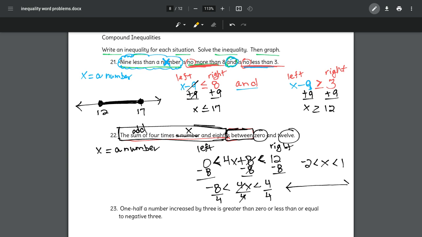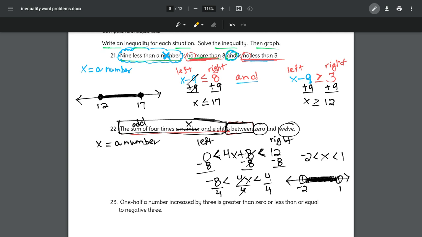And when I graph, here's my negative 2, here's 1. No closed circles and just shade in between. And that's all you do. So that situation has answers that will fit it that are in between negative 2 and 1.